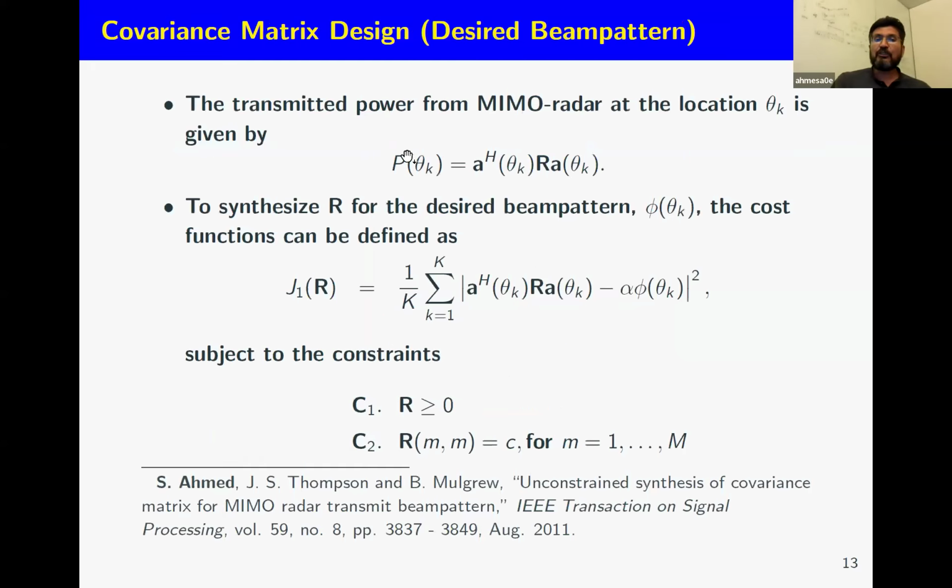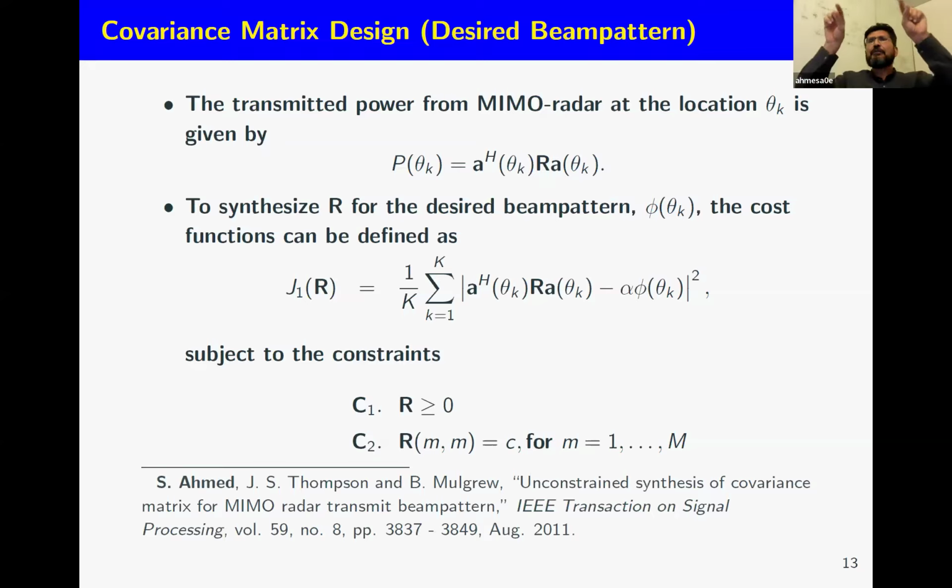Here we know this is the power. If R is the covariance matrix, this will be the design power. So this is my design power. And if I define my beam pattern by psi theta k, meaning I divide the angles from minus 90 to plus 90, with 0 here, at some locations I want to transmit power, and in other locations I want to transmit 0 power. This can be one beam pattern, one psi theta k.